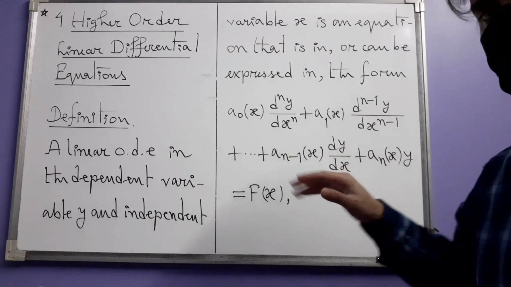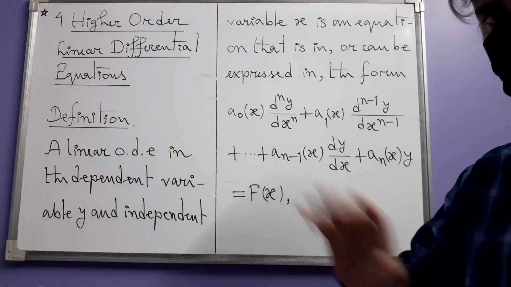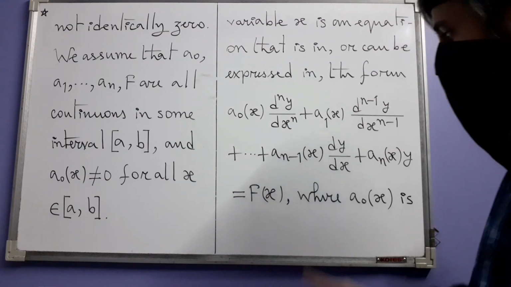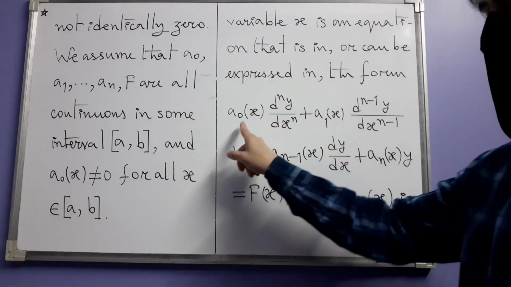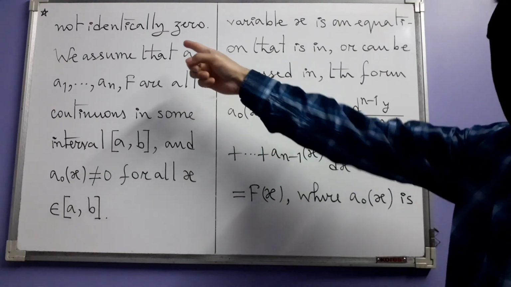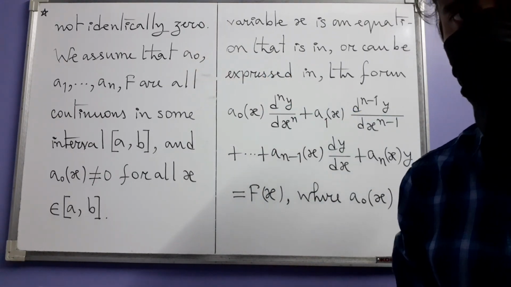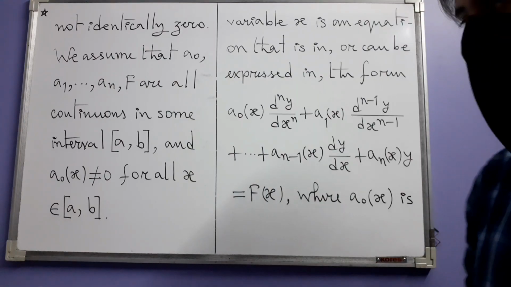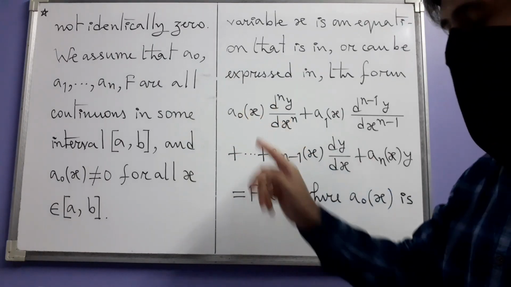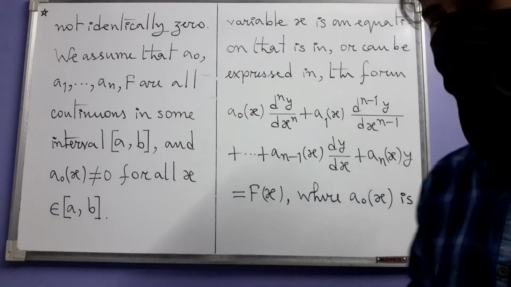And then there are some other things also which I will write now, where the function a0 of x is not identically 0. This means that it's not the constant function 0. It is non-zero somewhere. For some values of x, a0 of x is a non-zero real number.